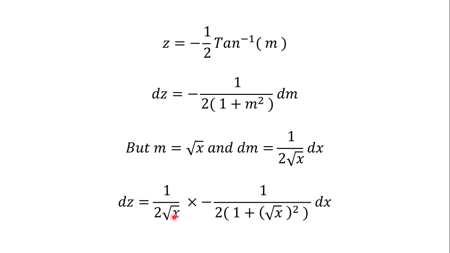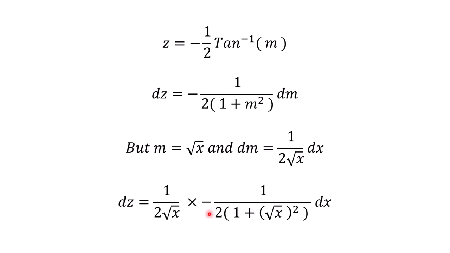Good, and you know why this one is here. It's because of this. Definitely it will multiply. So I did it straightforward. Okay, so dz is equal to 1 over 2 root x times minus 1. You can even choose to bring the minus here or maybe here, or to be on the safer side, just leave it here as it is right now. 1 over 2 into bracket 1 plus square root of x raised to the power 2 dx.